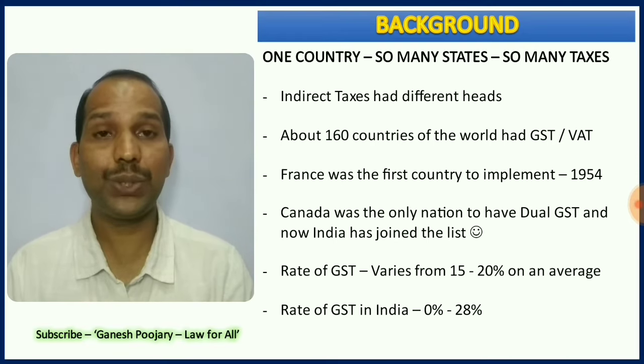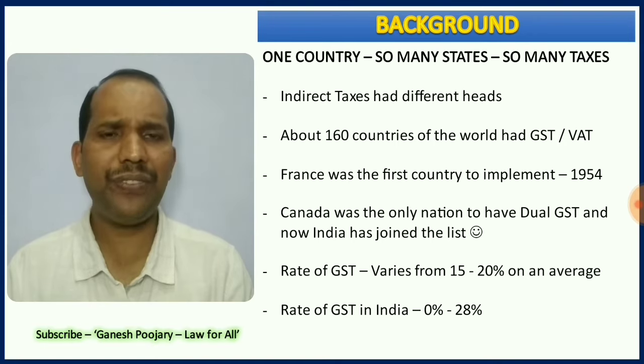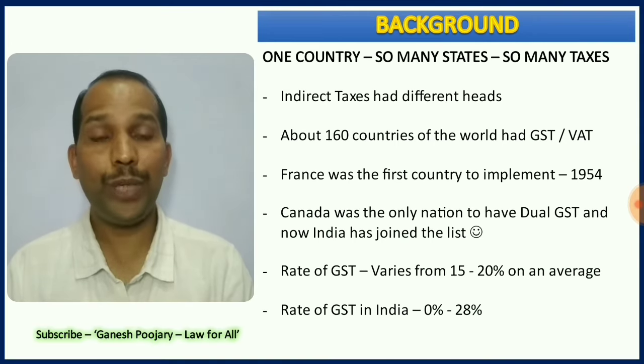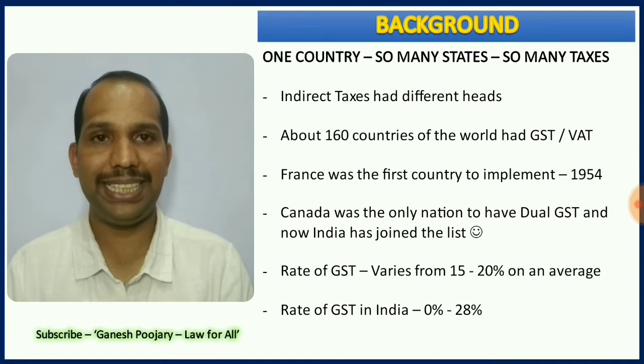Now, if we are having so many states and union territories, then we have central laws, then every state has its own rules. Now, when you are doing business, it becomes very essential for you to understand all those state laws where you are buying the raw materials or where you are selling your finished goods or where you are manufacturing all those stuffs. Now, this was stopped in France in the year 1954 by having one tax, that is GST, as indirect taxes. But then almost 160 nations implemented GST in their nation. And Canada is the only nation which had dual taxes till India got into that list.